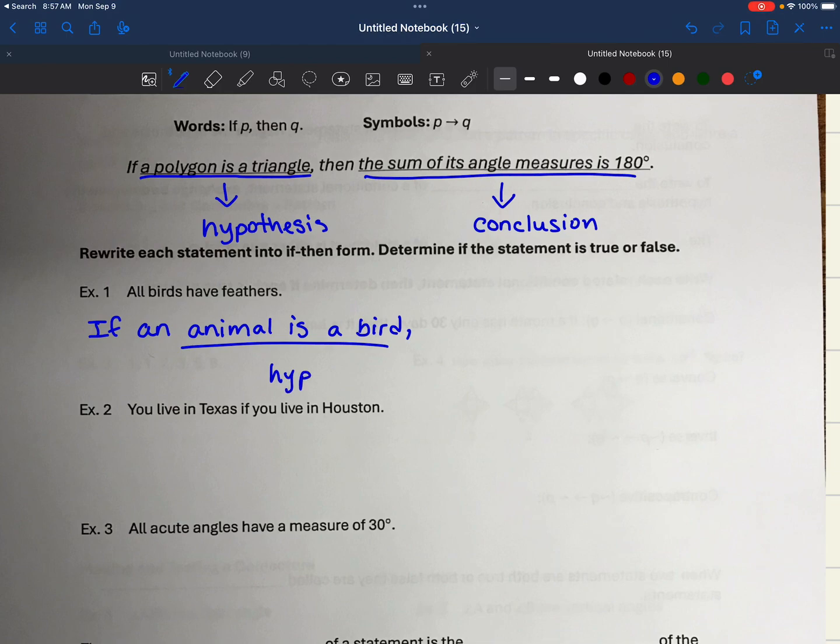Okay, so our hypothesis is here. What would be our conclusion? Okay, our conclusion is then the bird has feathers. Now, is this a true or false statement? True. Why would it be false?